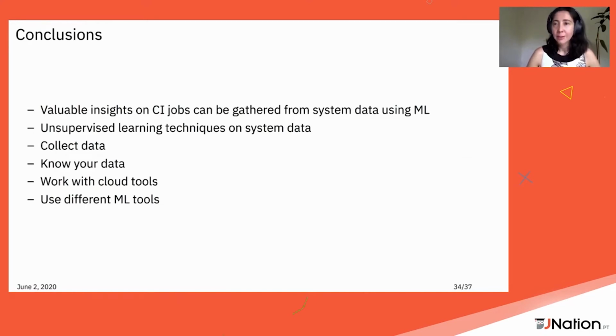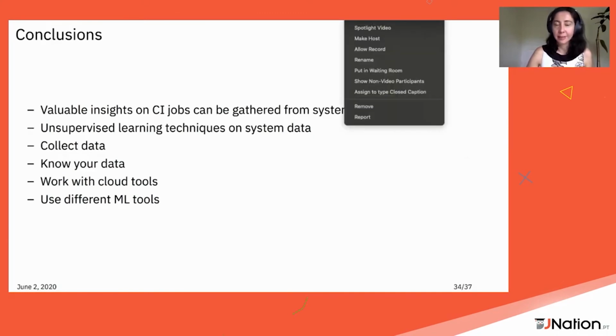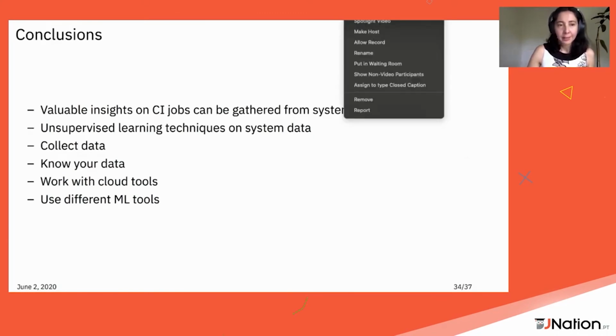And we were quite open about using machine learning tools. So we didn't stick to a framework. We were using TensorFlow for some of them, and scikit-learn and so forth for the others.